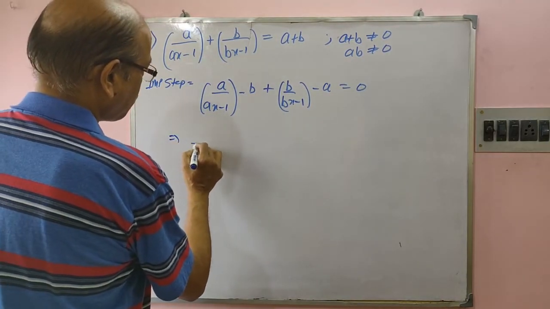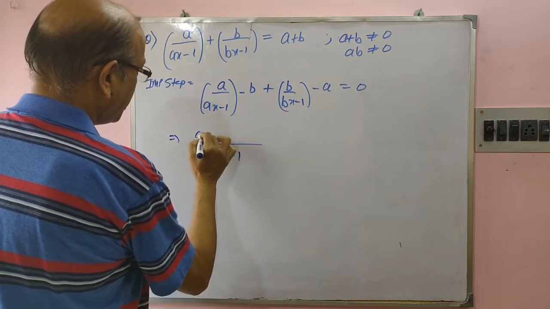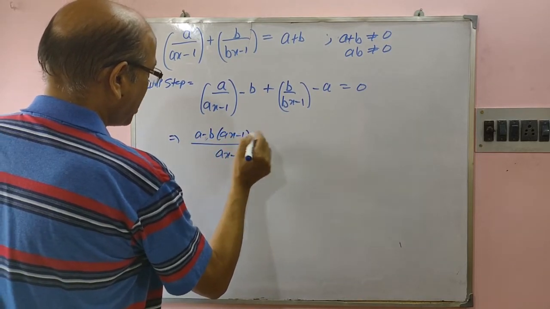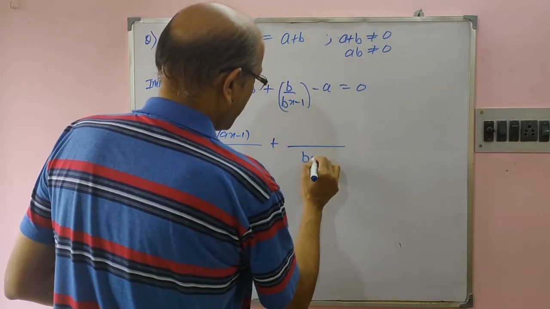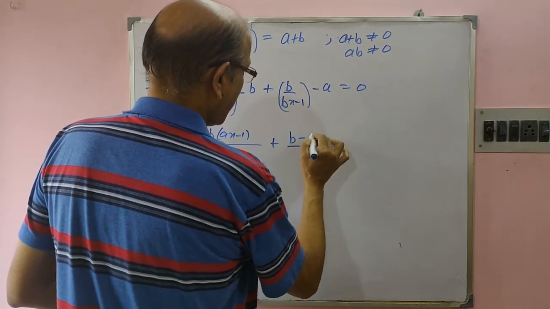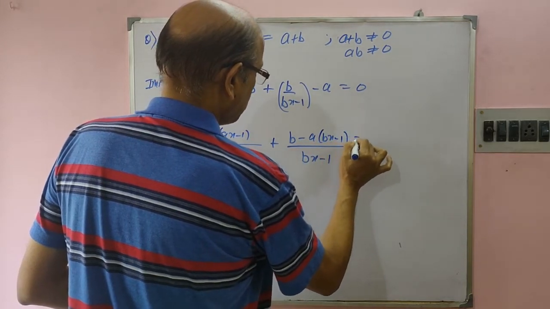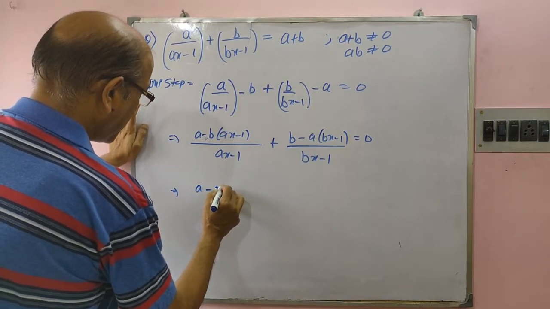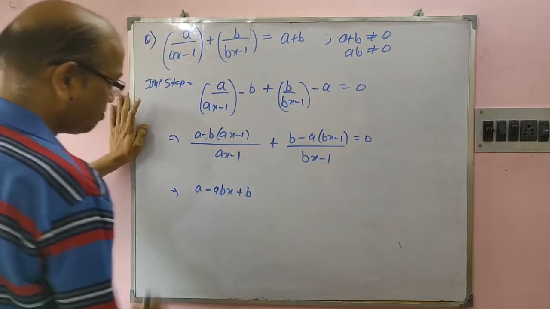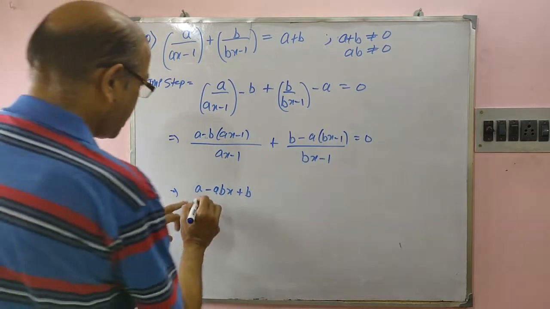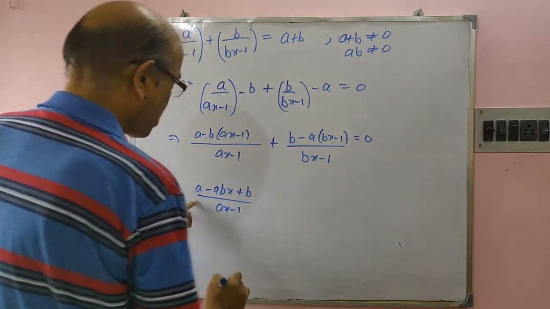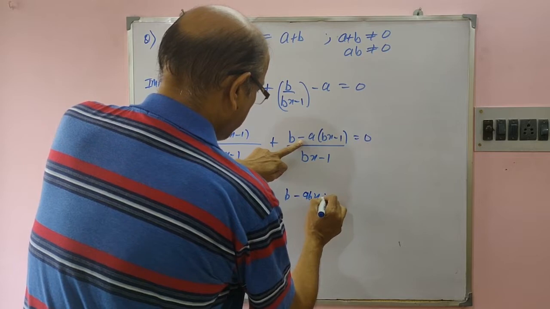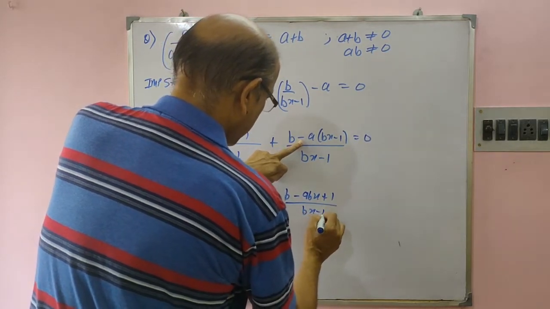Now in this case, take out the LCM. This will be (a − b)(ax − 1) here, plus I take (bx − 1), here will be (b − a)(bx − 1) equals to 0. Open up the bracket. What do I get? (a − abx + b)/(ax − 1) plus (b − abx + 1)/(bx − 1) equals to 0.